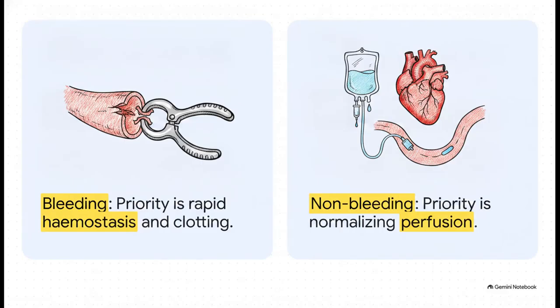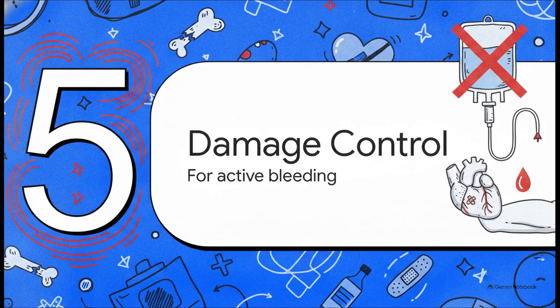So, the entire trajectory of your resuscitation splits right here at a fundamental question. Is the patient actively bleeding? In patients who aren't bleeding, your priority is normalizing end organ perfusion using fluids and targeted pressors. But if they are actively bleeding, meaning they are non-responders or just transient responders to a fluid challenge, the absolute priority abruptly shifts to achieving rapid hemostasis. Which leads us to Section 5, Damage Control Resuscitation.